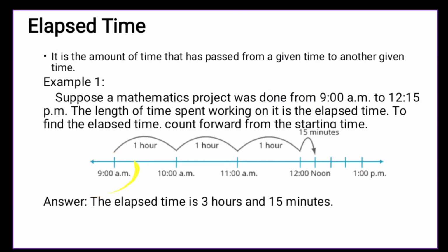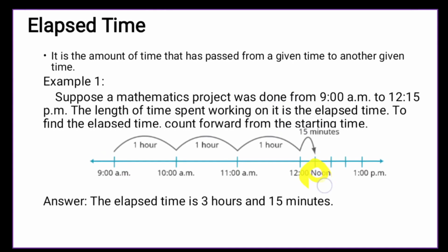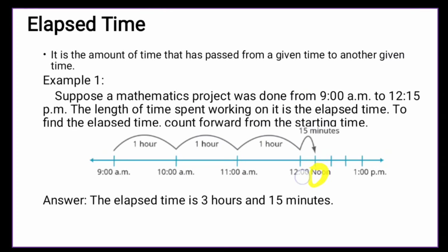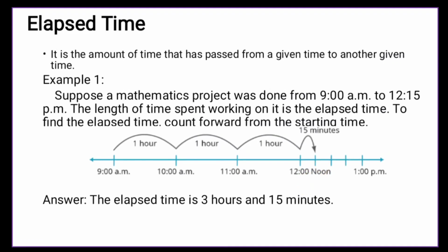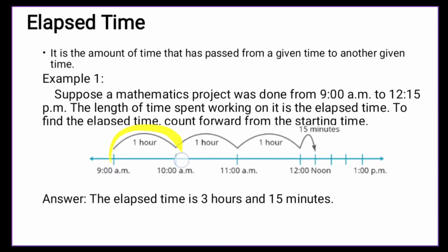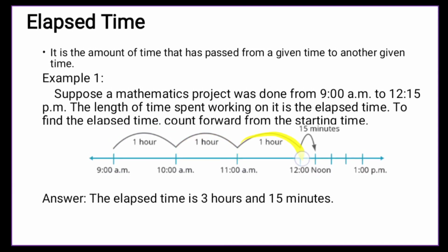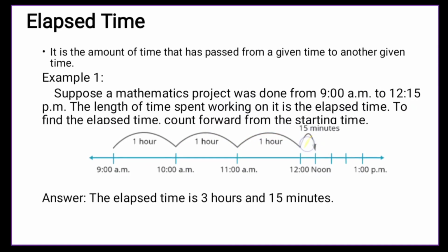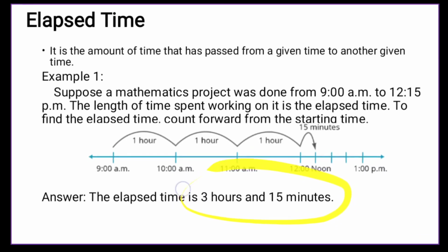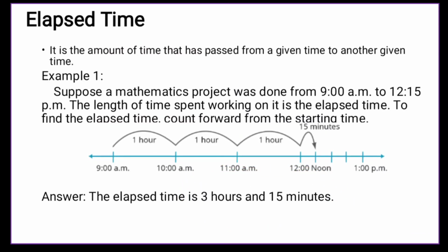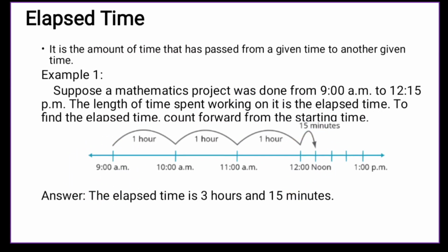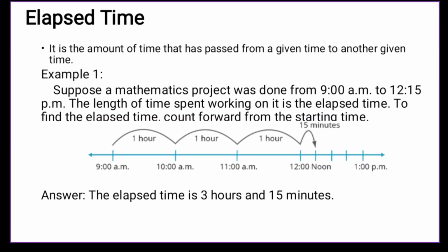So from 9 a.m. to 12:15 p.m. Suppose 12:15 is here. So let's count the elapsed time. From here we have 1 hour, 2 hours, 3 hours, then we have 15 minutes. Therefore, the elapsed time is 3 hours and 15 minutes. Okay, that is the interval of the time. So from 9 to 12:15 p.m., that is 3 hours and 15 minutes.